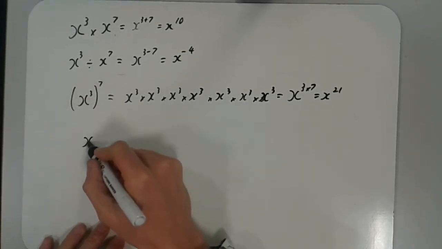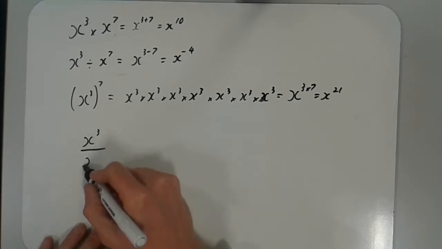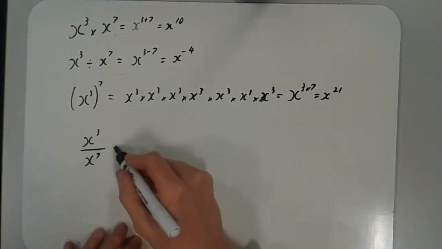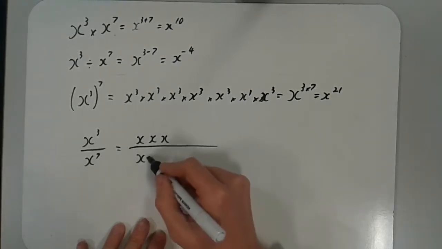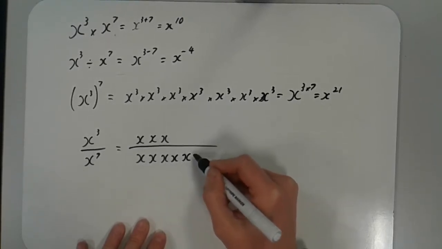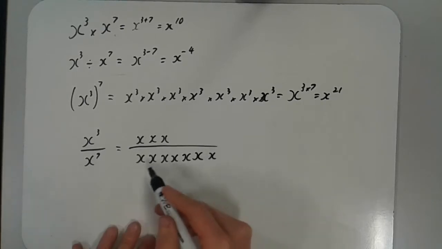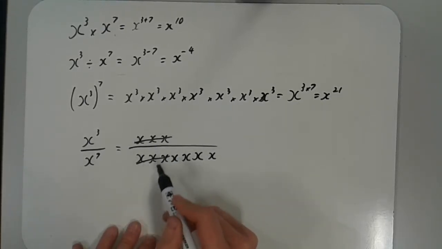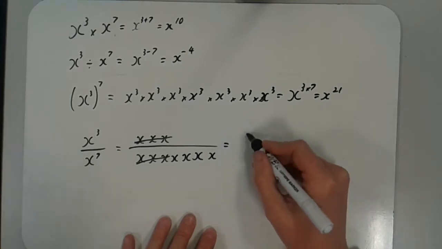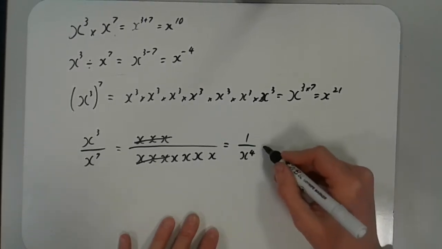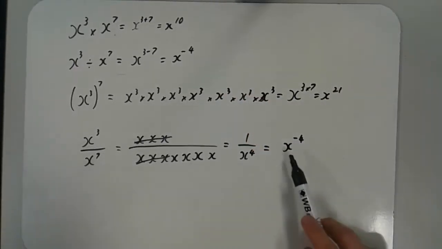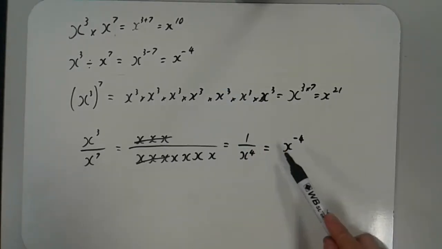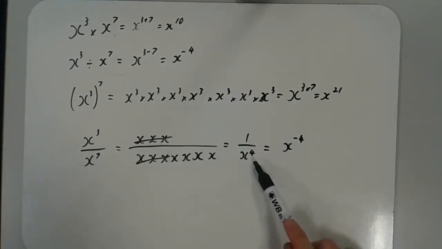Another way to write our division would just be to use a fraction. Writing this out the long way, we've got x, x, x over x, x, x, x, x, x, x, and then 3 of these will cancel, meaning that we had x to the 4 as a denominator, which we know from above means x to the minus 4. So this idea of a negative index just means that actually we have the reciprocal of x to the 4. Negative powers imply we have a reciprocal.